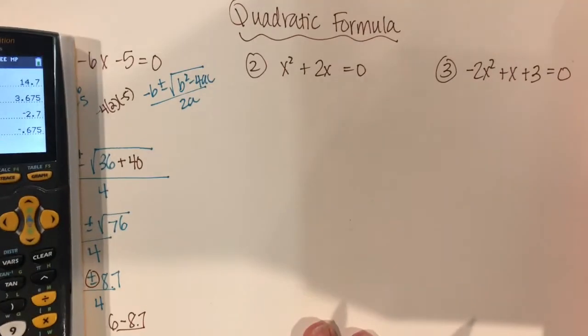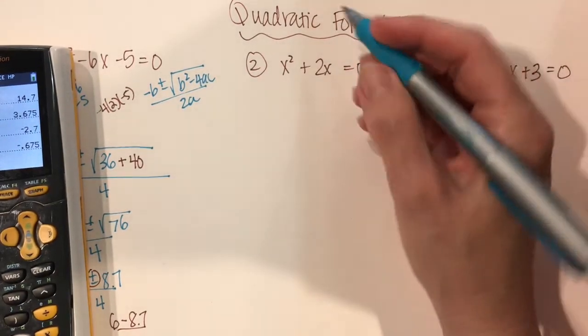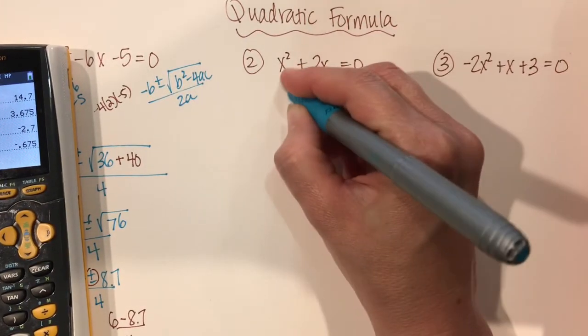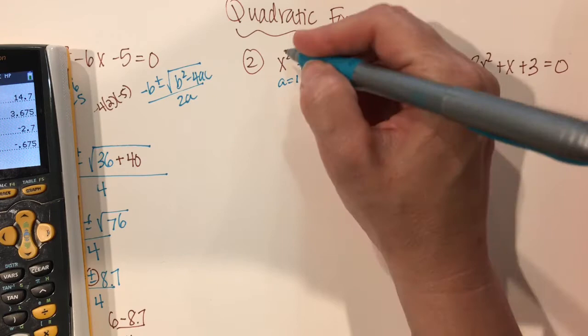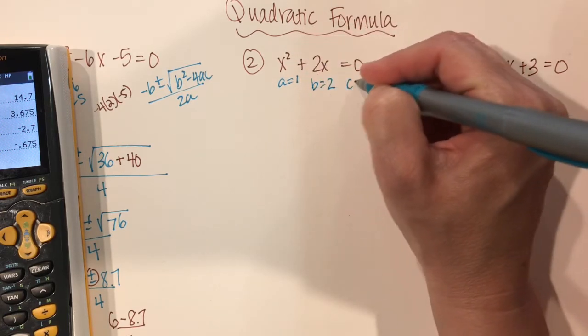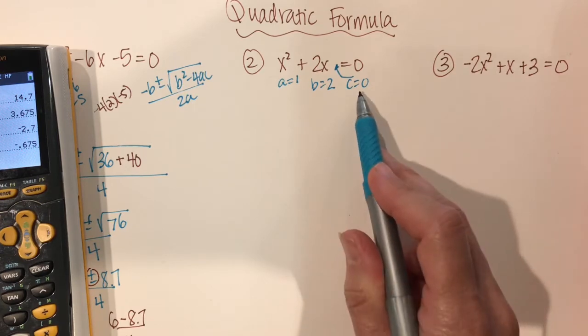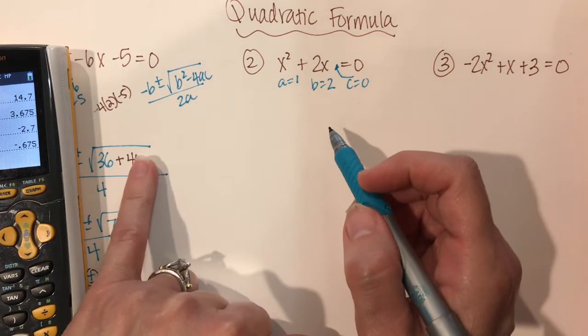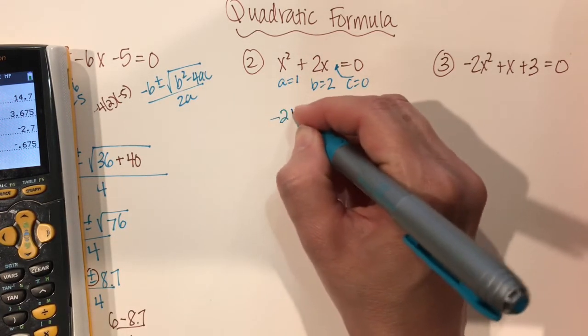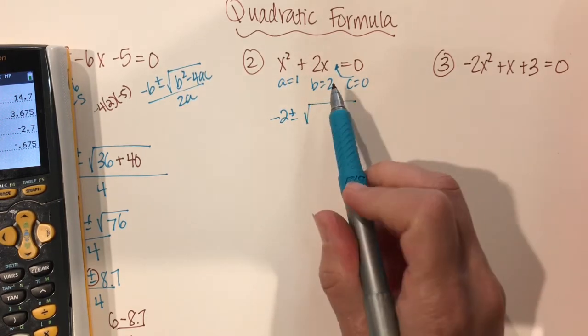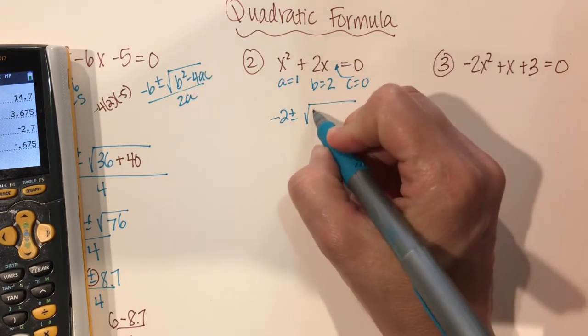Okay, number 2 is kind of weird because you're going to notice there's not another number here, and that's okay. It means A equals 1 still, B equals 2, but C equals 0. There's not a number C right there, and you just say 0. So -B would be -2 plus or minus square root. B squared would be 4.